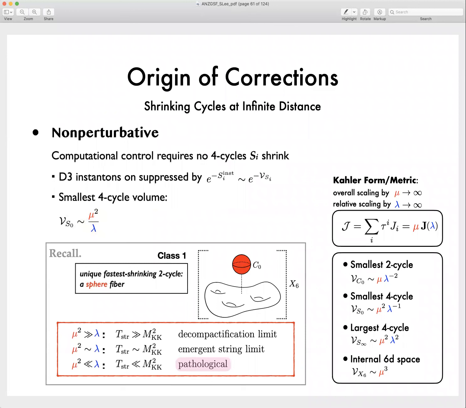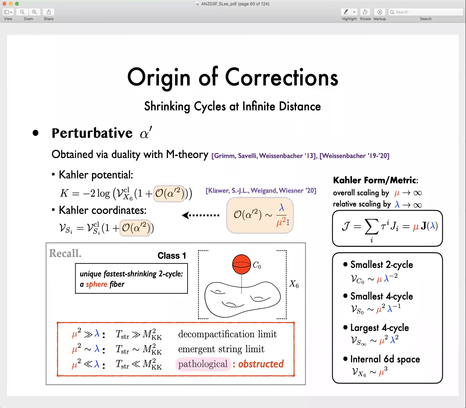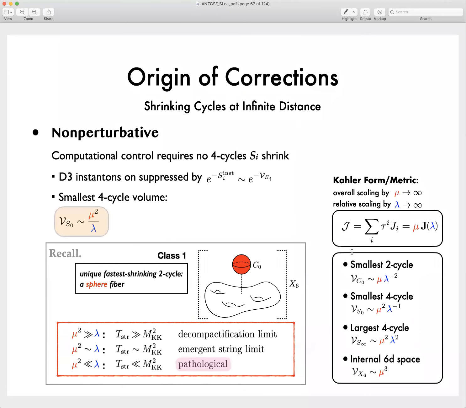Now to the non-perturbative side. Similar results also arise there. The issue here is shrinking 4-cycles, because the D3-brane instantons on them are suppressed by their volumes. The smallest 4-cycle volume here is mu squared over lambda, which is precisely the same ratio as before, lambda over mu squared. So in the same vein, no obstructions arise in the first two regimes, at least at this order, while the third is obstructed, also from this non-perturbative perspective.